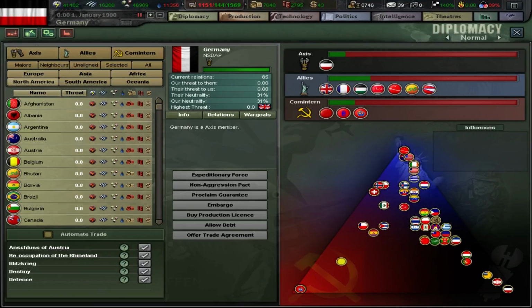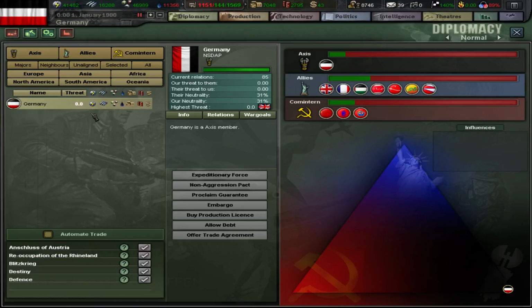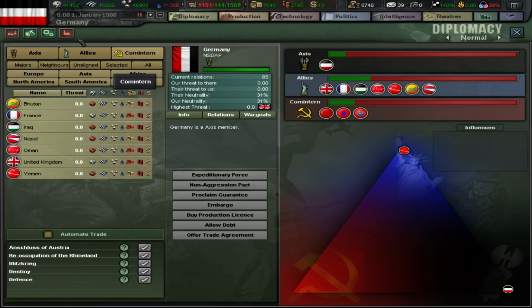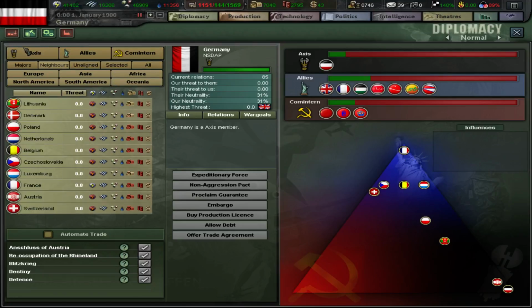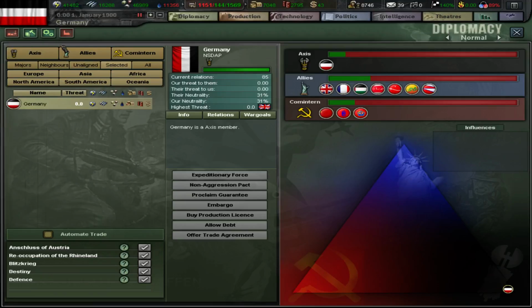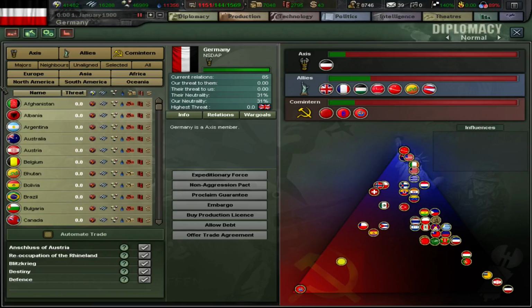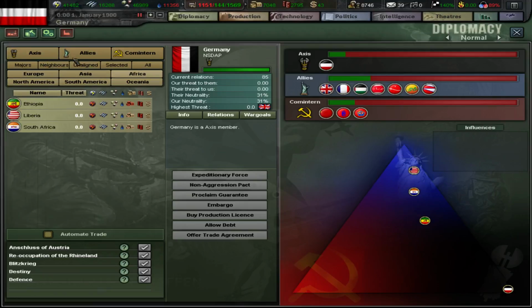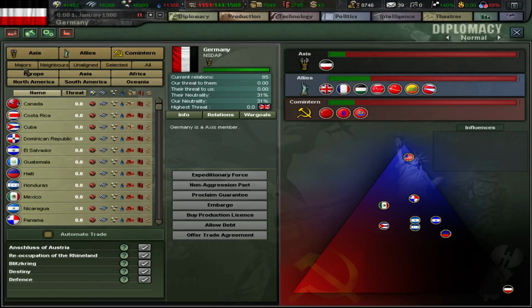First off is your filter options here. You can pick countries that are in the Axis, the Allies, the Comintern, countries that are classified as major powers, your neighbors, countries that are unaligned to any faction, selected country, that means the country you have selected on the map at that time, and every country in the world. It's all alphabetized at the initial, but you can change it. Countries in Europe, Asia, Africa, Oceania, South America, North America.